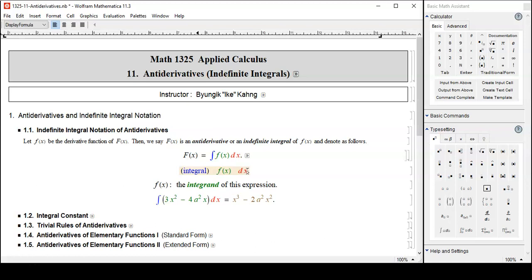Among those, what's the most important? Opener, integral is the most important, but I haven't seen many students missing this integral symbol. But I've seen many students missing this dx. This is the second most important. So remember those.